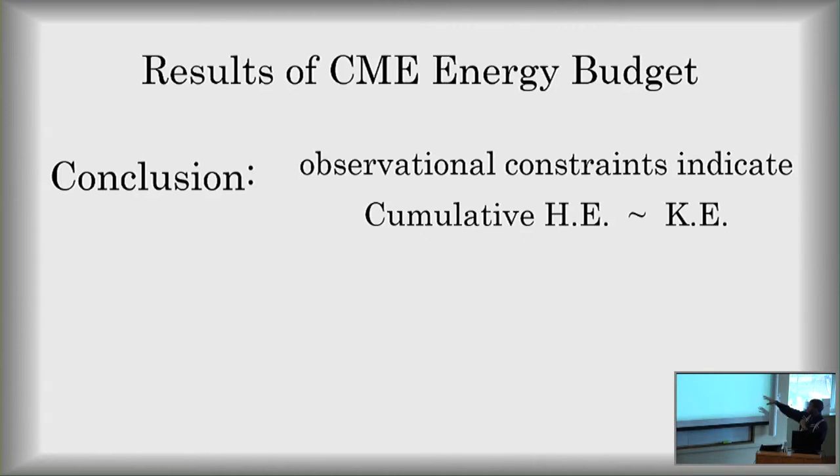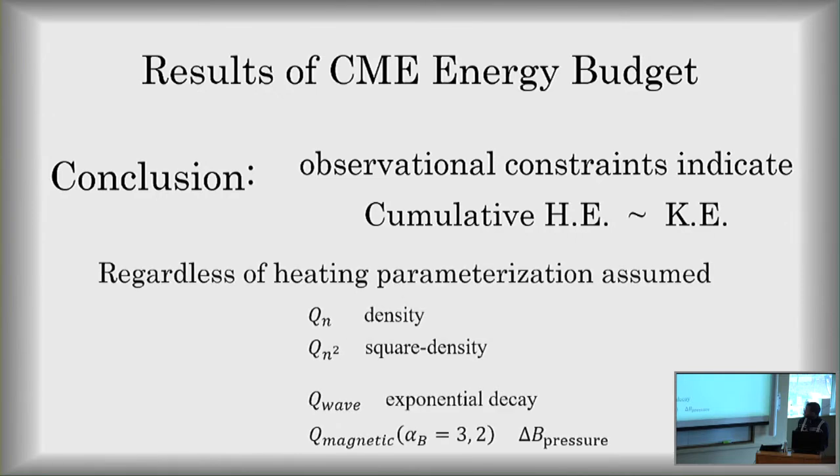One conclusion I found is that the cumulative heating energy is about the same as the kinetic energy, which is the same as a few other papers have gotten for their CME studies. And this is regardless of the heating parameterization that I use. With the rate of heating, I have to define that as a simple parameterization defining what parameters might be most important for this unknown heating mechanism. Is density the most important parameter, or is the square of the density the most important? So the rate of heating is proportional to how the square density changes, so on and so forth. I have different parameterizations to represent different rates of heating that balances out with the cooling.